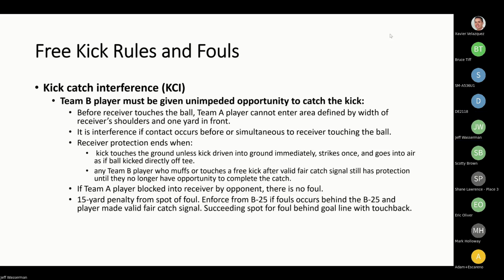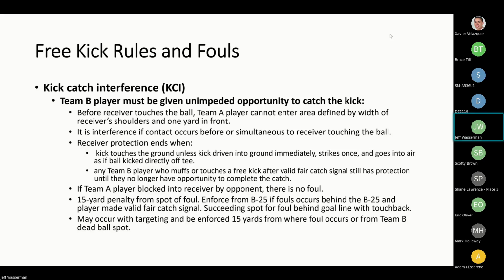And the enforcement is a 15-yard penalty from the spot of the foul, enforced in B25. If a foul occurs behind the B25, that's going to be pretty rare, but could occur, and the player made a valid fair catch signal. Succeeding spot for a foul behind the goal line with a touchback is even more rare. It may occur with targeting and be enforced 15 yards from where the foul occurs or from Team B's dead ball spot. But let's discuss that for a second because it's pretty interesting.